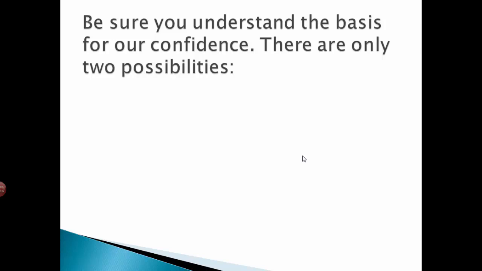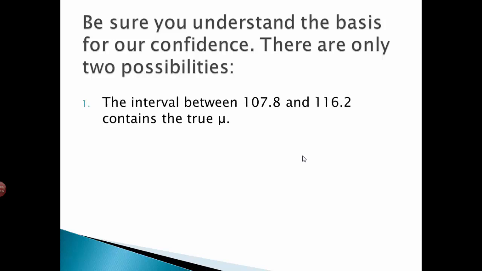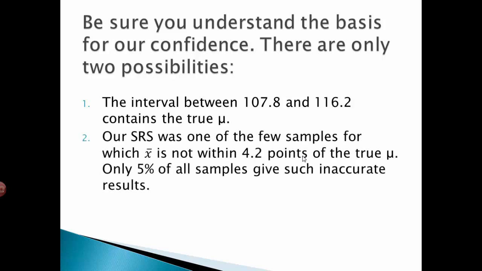So there's really only 2 things that can happen. One is that the true value of mu will be within the range from 107.8 to 116.2. Or the other option is that it's one of the simple random samples in which the x bar is not within 4.2 points of the true mean, and therefore would not contain the true mean. This is only going to happen with 5% of the simple random samples that we pull.